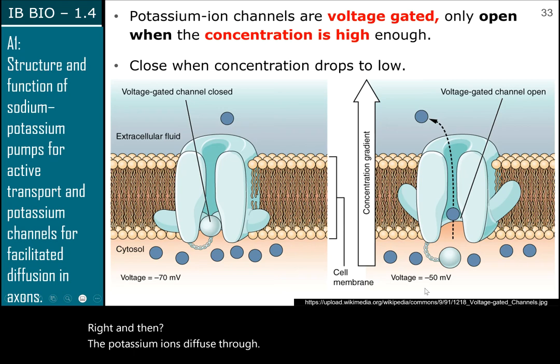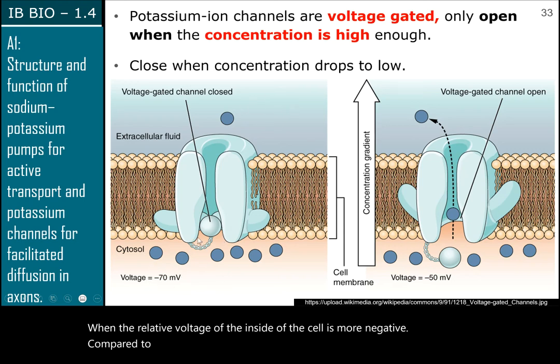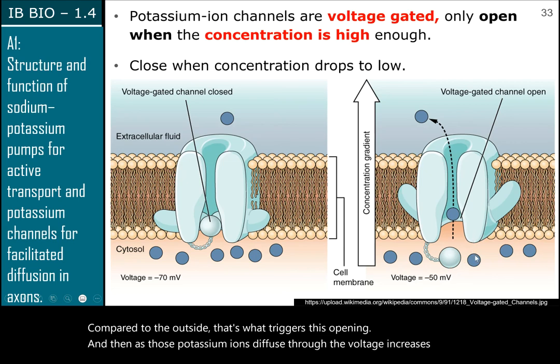Now, when we say voltage gated, we mean when the relative voltage of the inside of the cell is more negative compared to the outside, that's what triggers this opening. And then as those potassium ions diffuse through, the voltage increases until you hit your equilibrium.